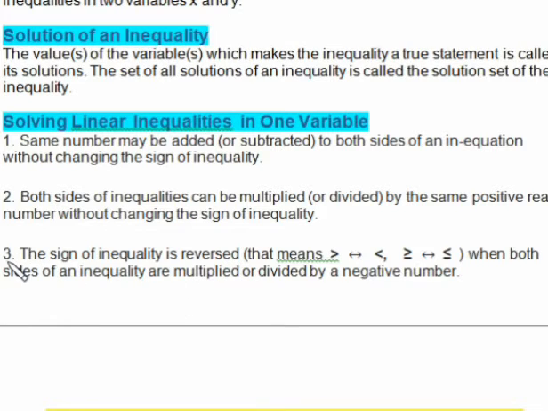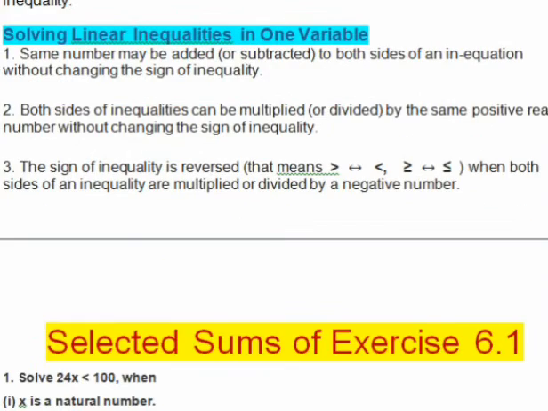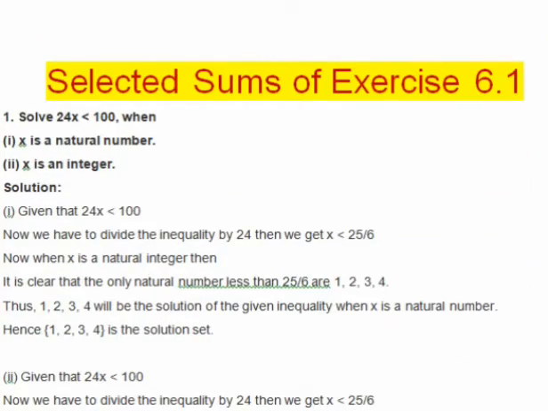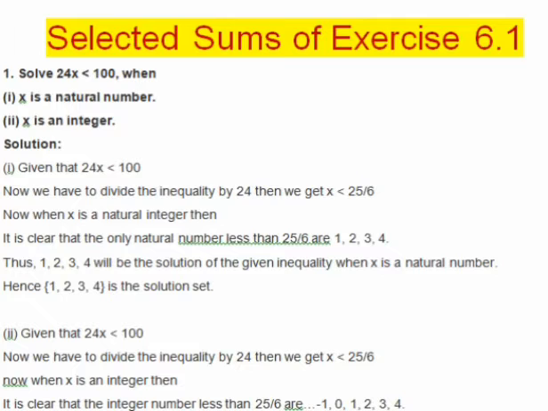The sign of the inequality is reversed. This point is very noticeable. Reversed means greater than turns to less than and less than turns to greater than; greater than or equal to turns to less than or equal to, and less than or equal to turns to greater than or equal to. When both sides of an inequality are multiplied or divided by a negative number, then our inequality turns to reverse. Following these things, we are going to discuss some selected questions from exercise 6.1.